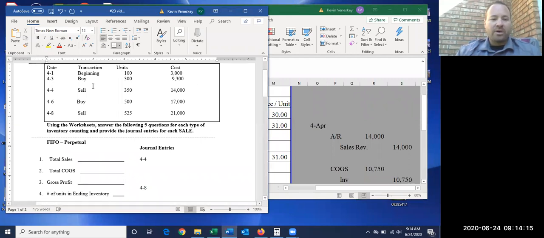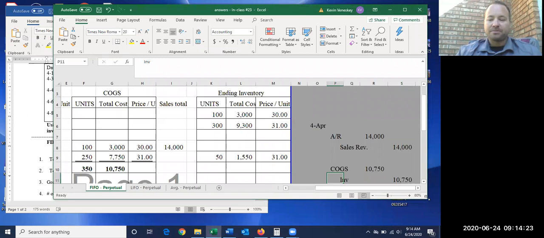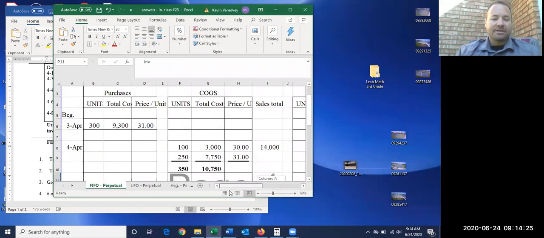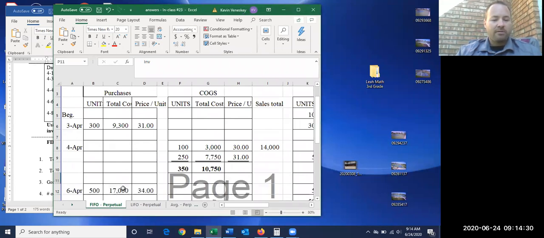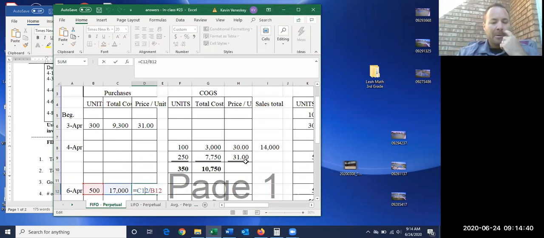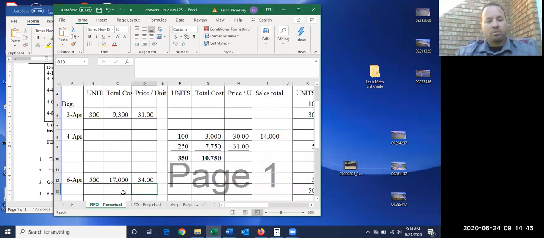We have 50 items left, so we need to go back and buy some more before we have our next sale. So on 4.6, we buy 500 more items. When we buy 500 more items, we put that over here in our purchase category. 500, and this time I know the total cost. The only thing I don't know is the cost per unit, and that's where we use our formula, taking the cost divided by the number of units. And once I have that, I'm going to bring it straight over and update my ending inventory.